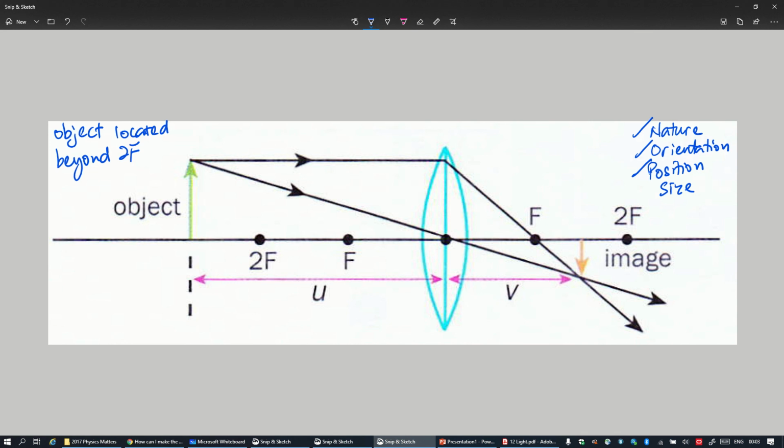We describe using orientation. For orientation, we use the object as a reference. That's how you say the image is inverted. For size, we also use the object as a reference, and hence the size of the image is diminished or reduced in size.